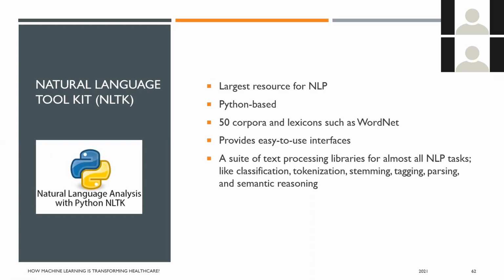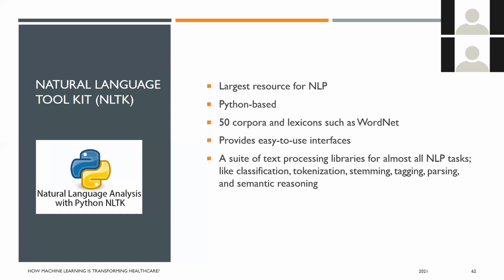So the next very important resource is NLTK, which is the Natural Language Toolkit. This is perhaps the most significant and largest resource for the natural language processing community. It is a Python-based resource with over 50 corpora and lexicons such as WordNet. It provides easy to use interfaces which allow you to use multiple resources for multiple NLP applications.